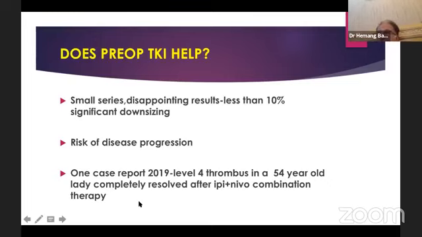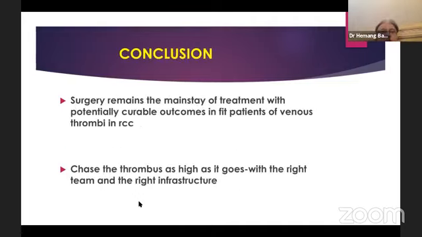But one incidental case report in 2019 described a level 4 thrombus in a 54-year-old woman completely resolved after axitinib-pembrolizumab and nivolumab. Now this is new, of course, this is not a TKI alone, but there is one report which you can't extrapolate on really. This lady was unfit, they gave the immunotherapy combination and it resolved completely and they went ahead and did a radical nephrectomy subsequently. But that cannot be held as evidence. So by and large, avoid using medical therapy in a neoadjuvant setting just to downgrade the level of the thrombus.